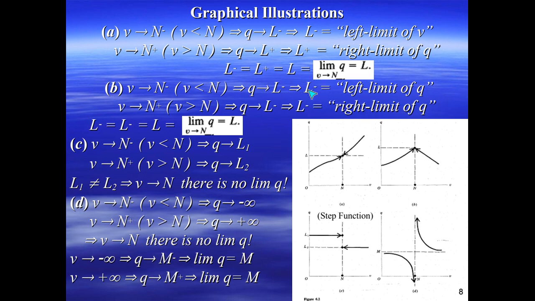The minus and plus doesn't change very much here. Where does the function approach L? It approaches L on both sides. So L minus equals L plus equals L. So the limit of Q when V goes to n is L again. Whether we go from values below n or above n, the function values go to L from below. The same L, so this is the limit.